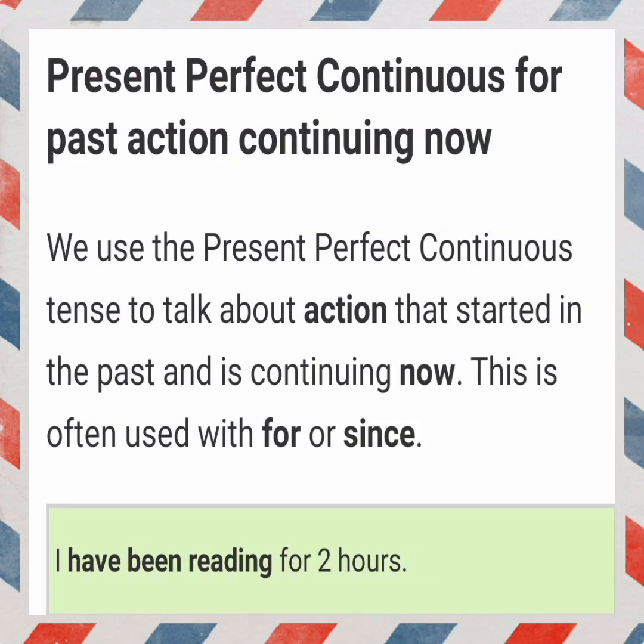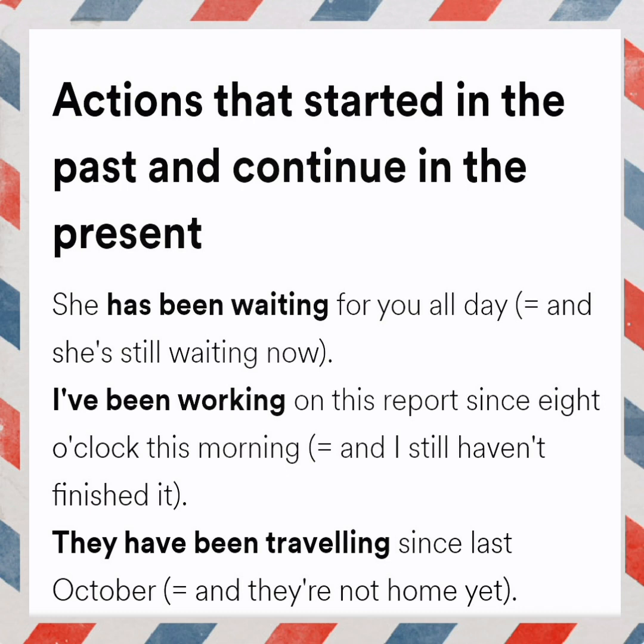Now we can see for the past action which is continuing now. This is often used with for or since. Example, I have been reading for 2 hours. That is for the past and still I am continuing to read the book like that. That is the meaning. This tense, that is present perfect continuous, is used for the action that started in the past and continues in the present.